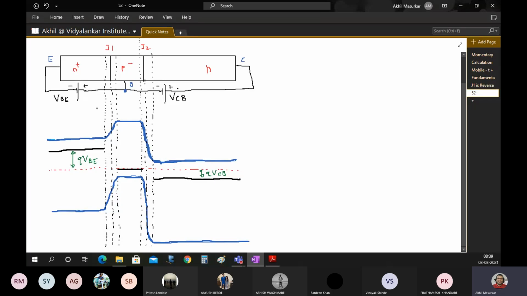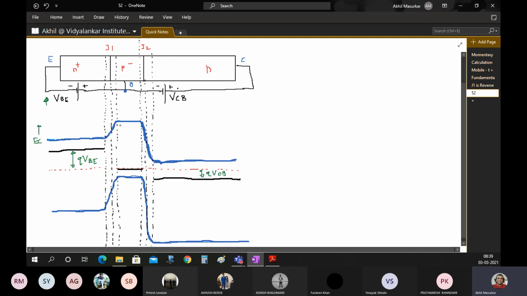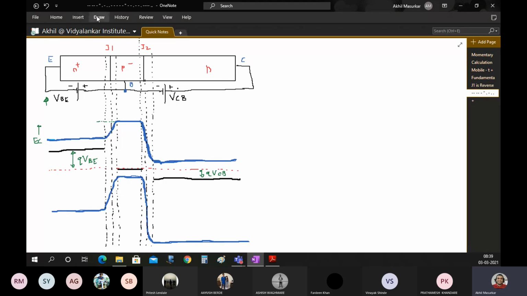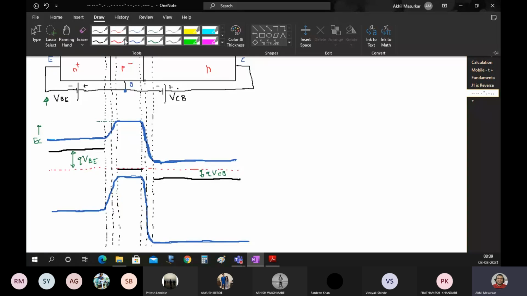Now you can see here that if my VBE increases, the conduction band here will also try to move upwards, and at one point it will align with the base. Now the base-collector junction, that is junction J2, is reverse biased. So reverse bias means here there is a big valley. So here we have a valley which is created.